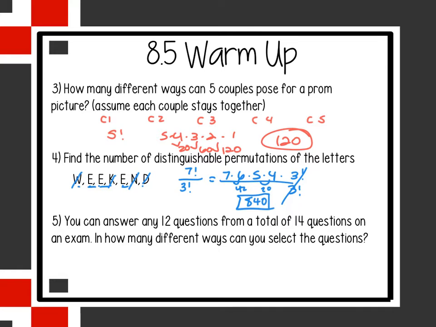Questions on that one? Okay, 5 says you can answer only 12 questions from a total of 14 questions on an exam. How many different ways can you select these questions? It's not asking for how many different orders those questions can be put in, and that's the wording you've got to be careful of, right? It's just saying if they were questions 1 through 14 and I only wanted to pick 12 of them, how many ways can I pick 12? And that is a combination.